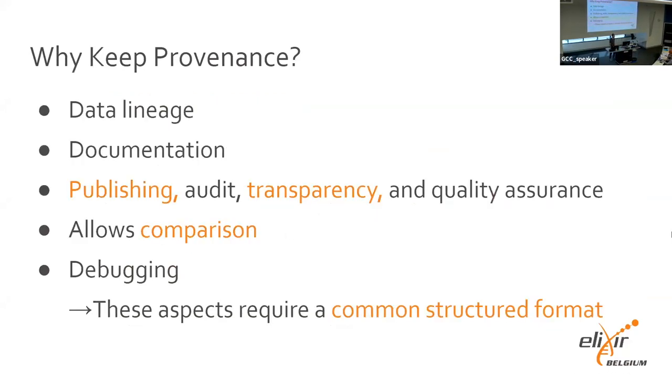So why would we keep provenance? Specifically for workflows, we could think about comparing workflows. So for example, not only between workflows in Galaxy, but also from different workflow systems. To be able to do this type of comparison, we would need a common format to actually do that. And in some contexts, we could even think about recreating or rerunning a workflow just based on keeping good provenance.